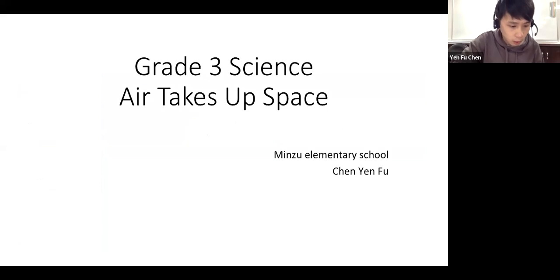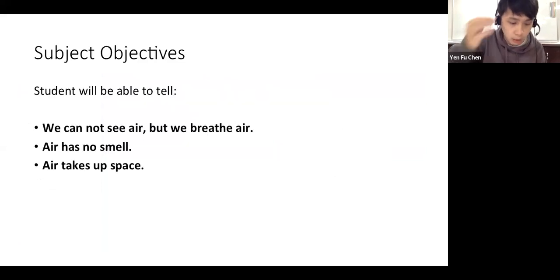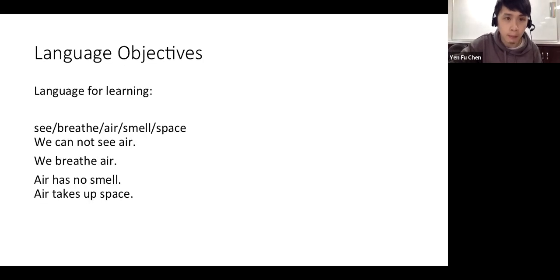So for my subject objectives, I hope that students will be able to tell that we cannot see air, but we breathe air, and that air has no smell, and air also takes up space. This is my subject objectives, and then my language objective. For language for learning, I wanted words like see, breathe, air, smell, and space.